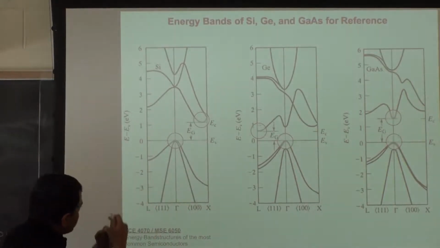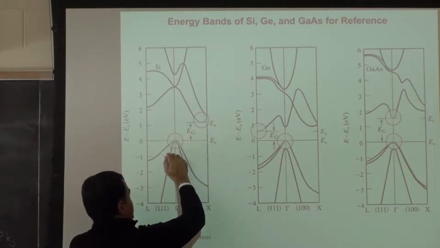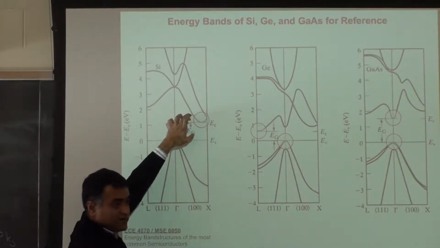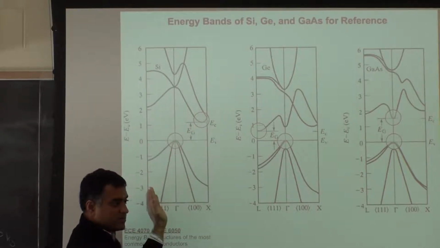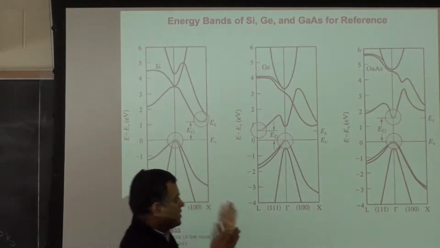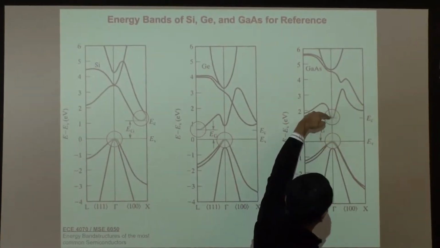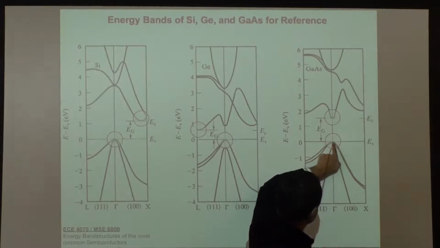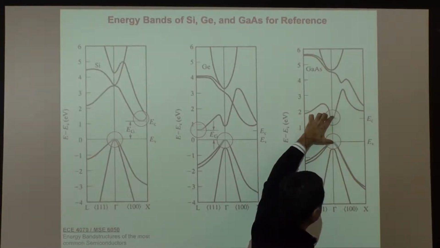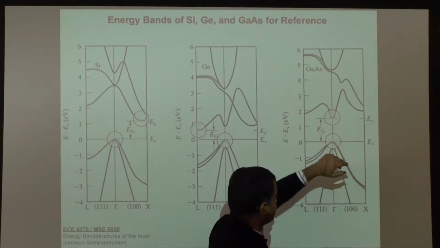Now the lowest energy of the conduction band minus the highest energy of the valence band is the band gap of the semiconductor. It doesn't have to be at the same point in k-space. In some semiconductors they are at the same point, like gallium arsenide. The lowest state in the conduction band is at the same point as the top of the valence band. This is very special. This is called a direct band gap semiconductor.